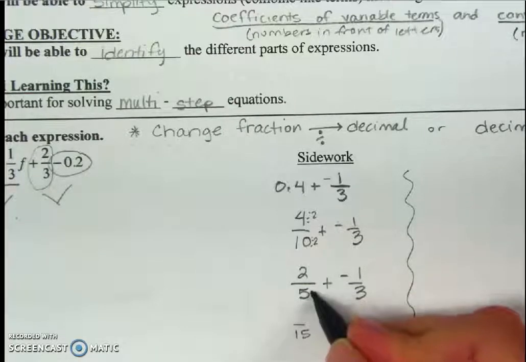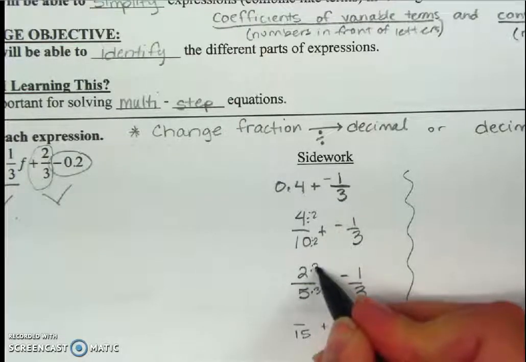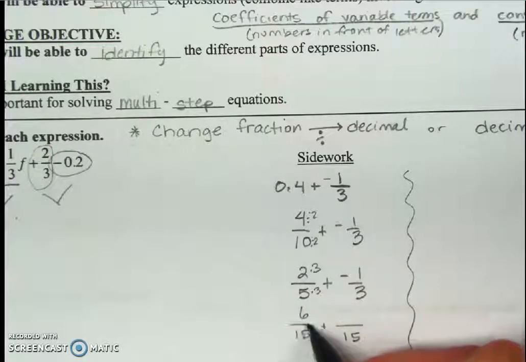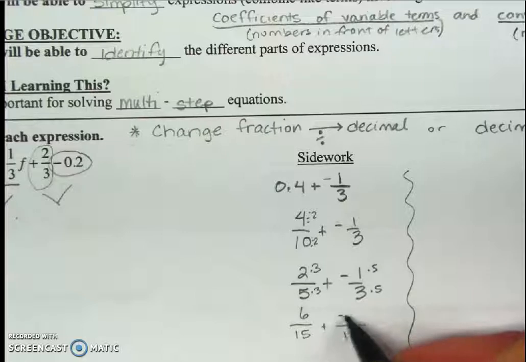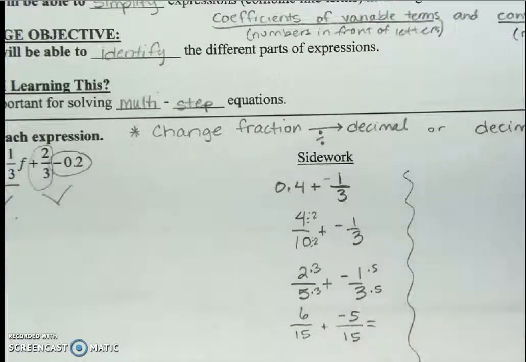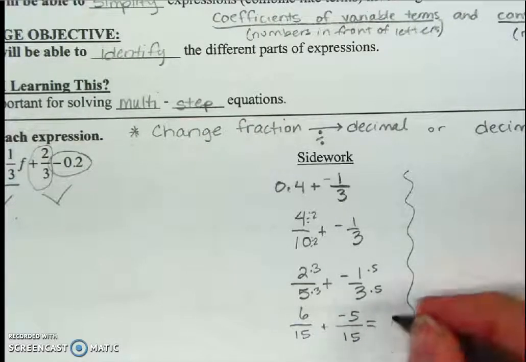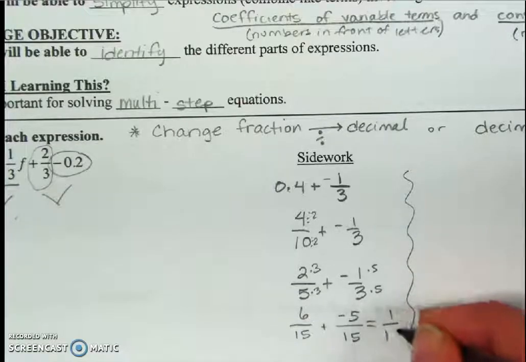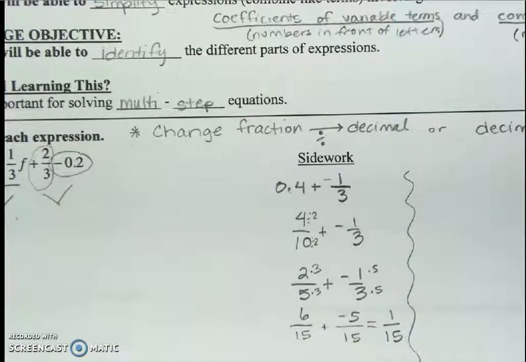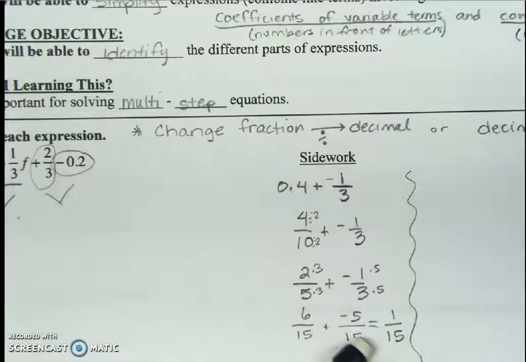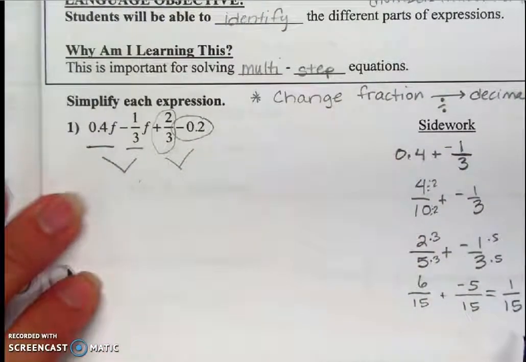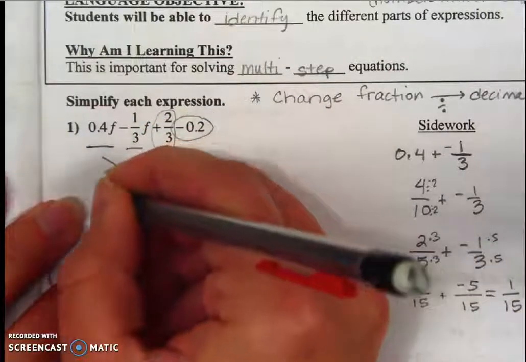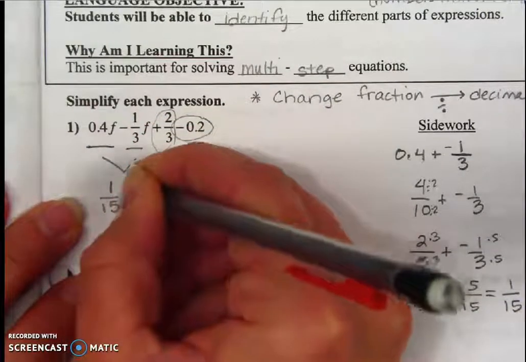To get to 15 from here, I need to multiply by 3. To do that to the top gives us 6/15. On this side, I need to multiply by 5, and that gives me negative 5/15. 6/15 plus negative 5/15 is going to give me 1/15 left over. So that was my variable term, that was my coefficient. And so I'm going to write that over here. My coefficient is going to be 1/15, 1/15 for the variable F.